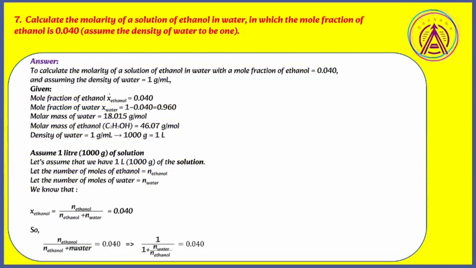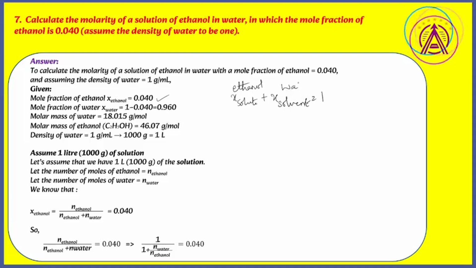So what is given? Mole fraction of ethanol, chi ethanol, is 0.040. Mole fraction of water: I said mole fraction of your solute plus mole fraction of solvent is always 1. Here my solute is ethanol and my solvent is water. Okay. So I can find the mole fraction of water as 1 minus 0.040, which is 0.960. Okay. Molar mass of water, from the atomic masses, is 18.015 grams per mole.